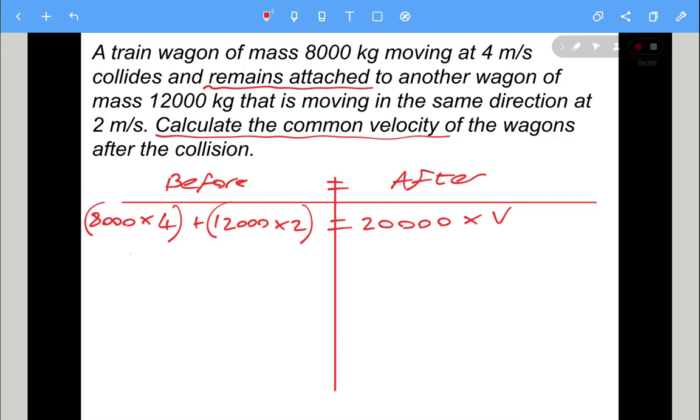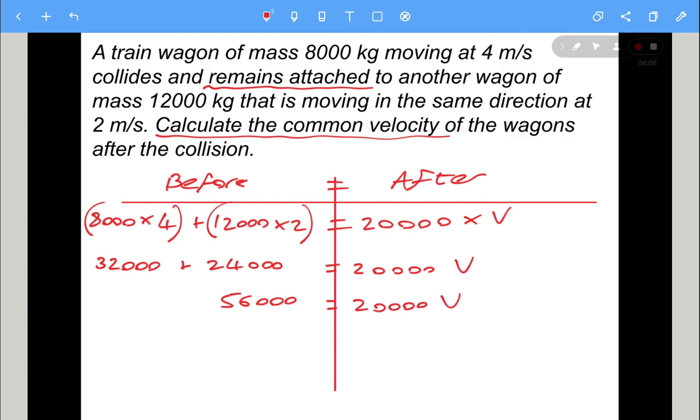So 8,000 times 4 is 32,000. Plus 12,000 times 2 is 24,000. Equals 20,000 times v. So I just need to add these up on the left hand side. So we've got 56,000 equals 20,000 v.